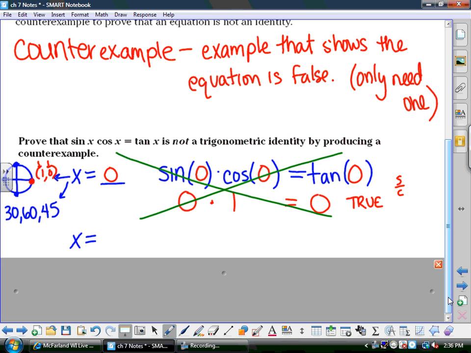I'll let you know now, if you pick 90, 180, or 270 for this particular one, it's not going to yield a counterexample. So we're going to have to either pick 30 or 60 or 45, and I think any of those three will work. I'm going to pick 45 and use my 45, 45, 90 triangle and plug those values in and see if we get something that's true or something that's false.